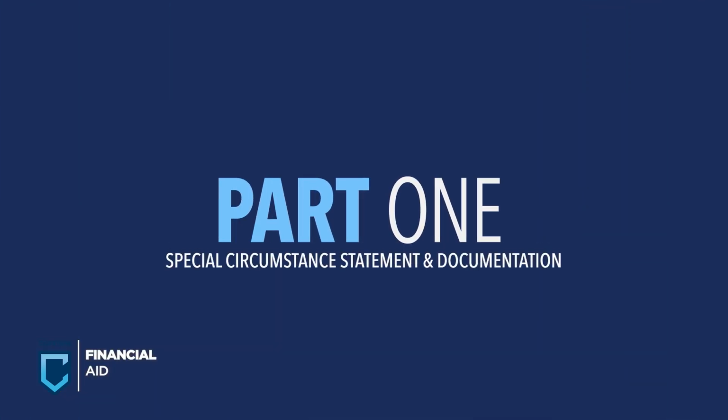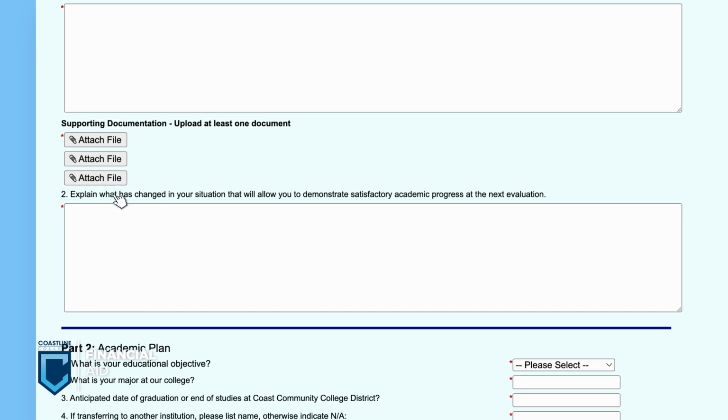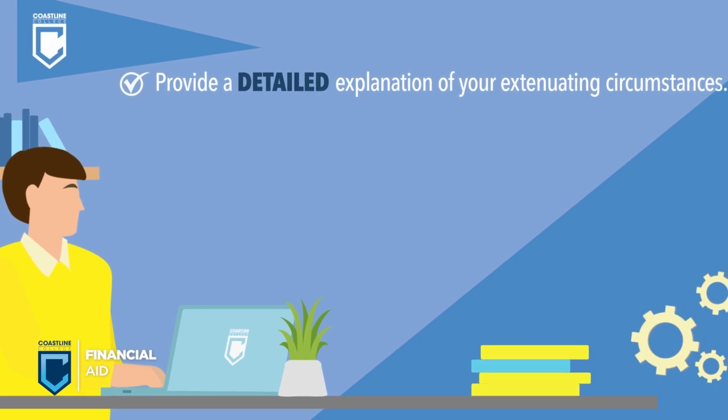Part 1 of this form is the special circumstance statement and documentation. In this section, explain the extenuating circumstance that negatively impacted your academic performance, causing you not to meet the minimum 2.0 GPA requirement, 67% completion rate, or both. Then, explain what has changed in your situation that will allow you to demonstrate good academic progress at the subsequent SAP evaluation. Provide a detailed explanation of your extenuating circumstances.